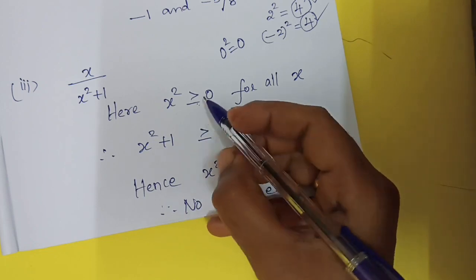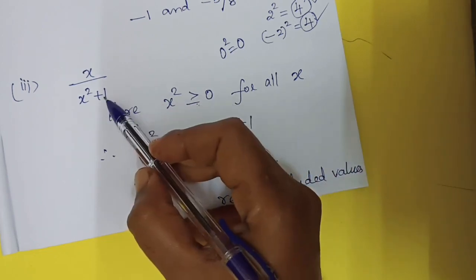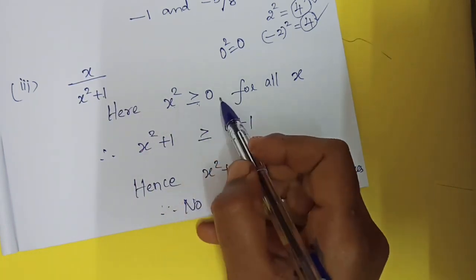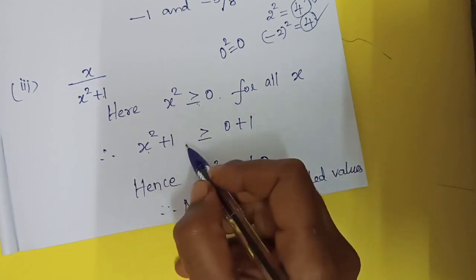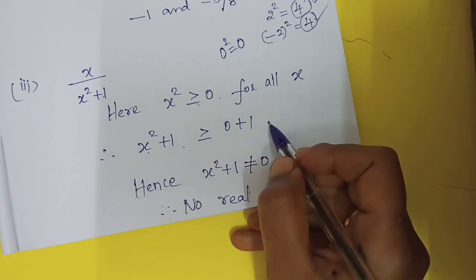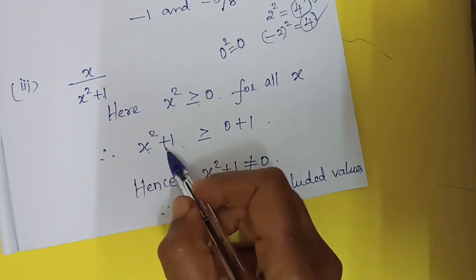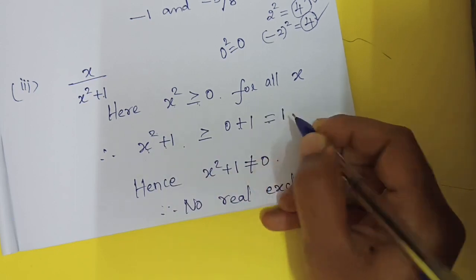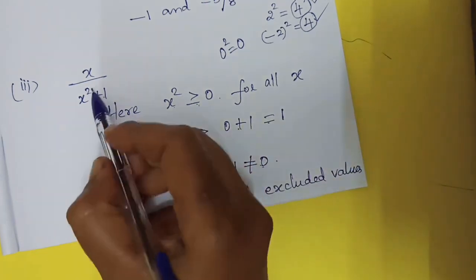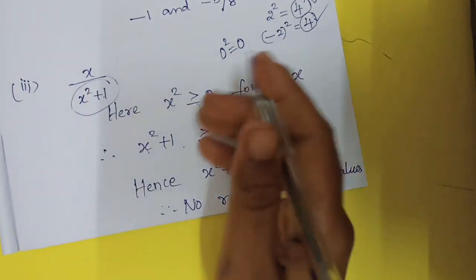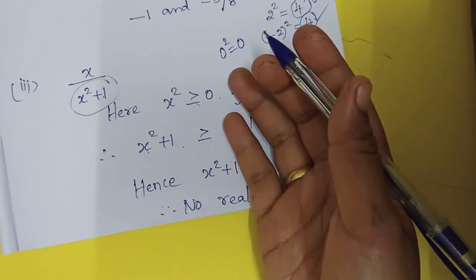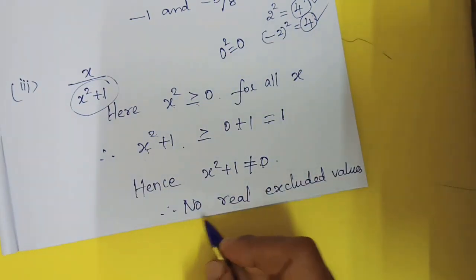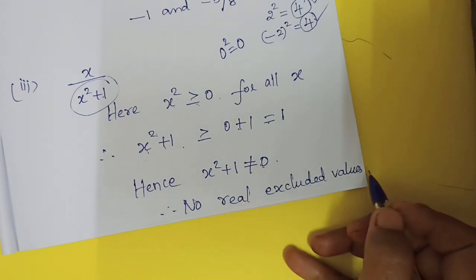So from this we are checking whether the denominator will be 0 or not. Here x square is a positive number, so x square plus 1 is also a positive number. That is, x square plus 1 is greater than or equal to 0 plus 1, which equals 1 only, which is not equal to 0. So for any value, if you put minus 3, minus 2, minus 7, the denominator doesn't become 0. So there are no real excluded values. Got it?